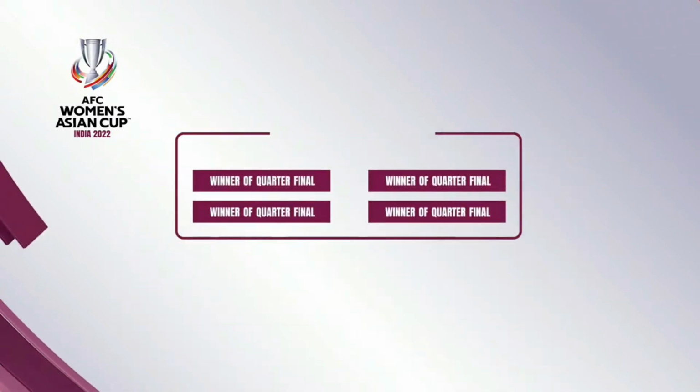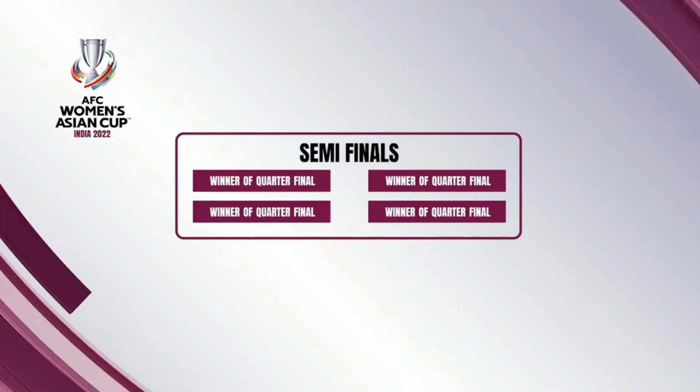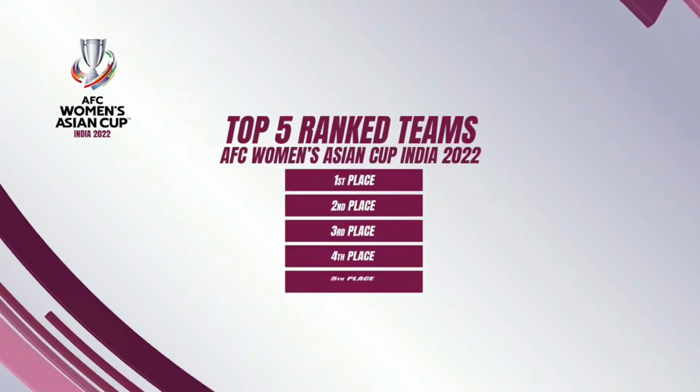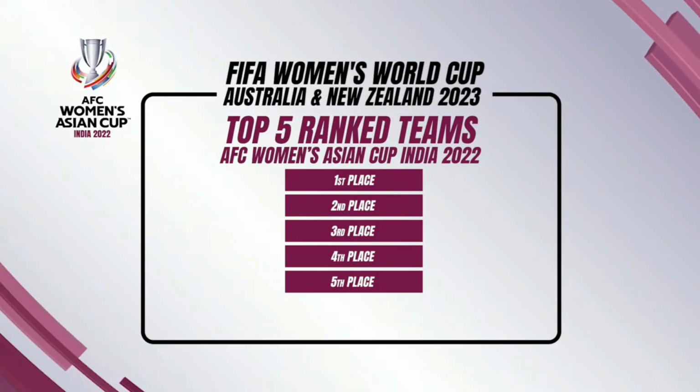The 4 winners of the quarterfinals shall qualify to the semi-finals, while the winners of the semi-finals will advance to the final. The top 5 ranked teams of the AFC Women's Asian Cup India 2022 shall qualify to the FIFA Women's World Cup Australia and New Zealand 2023.